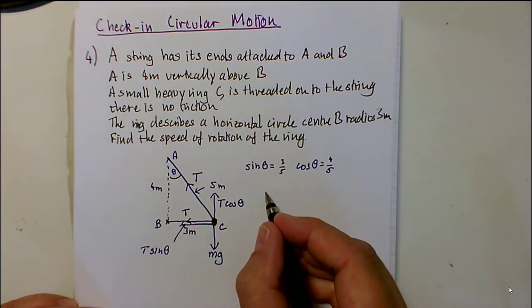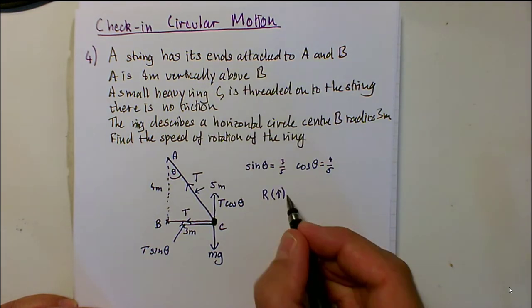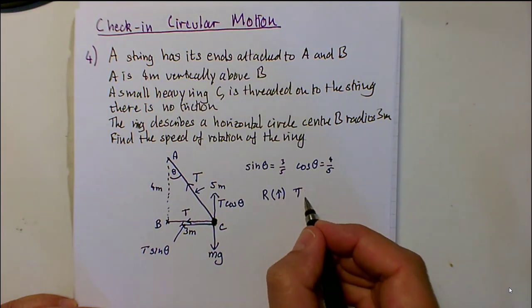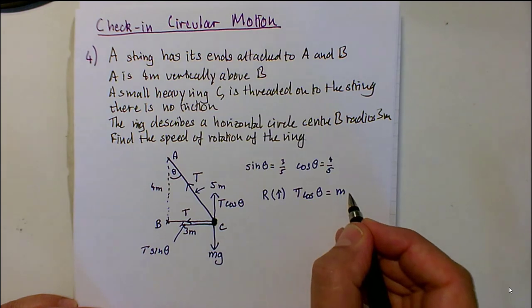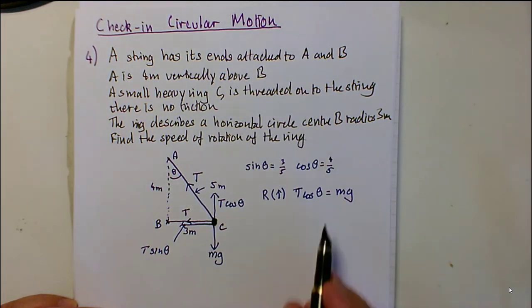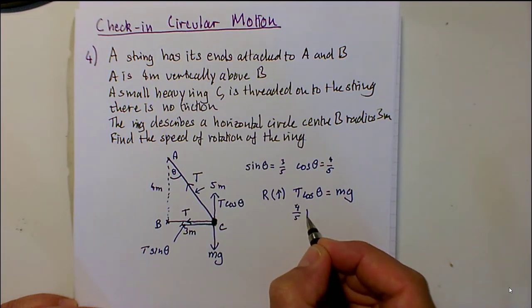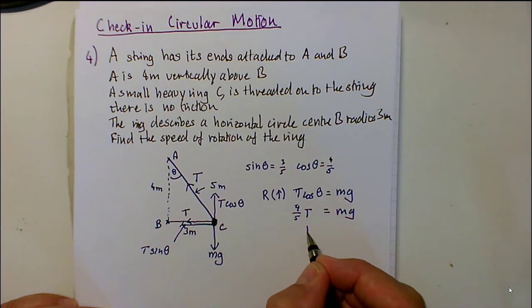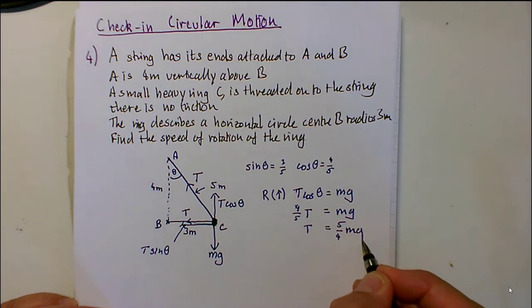I can now resolve vertically. That's the easiest one to do because I've only got two forces to deal with, and I get T cos theta equals mg. But wait a minute, I know what cos theta is. That means that 4/5 of T equals mg. That means T equals 5/4 mg.